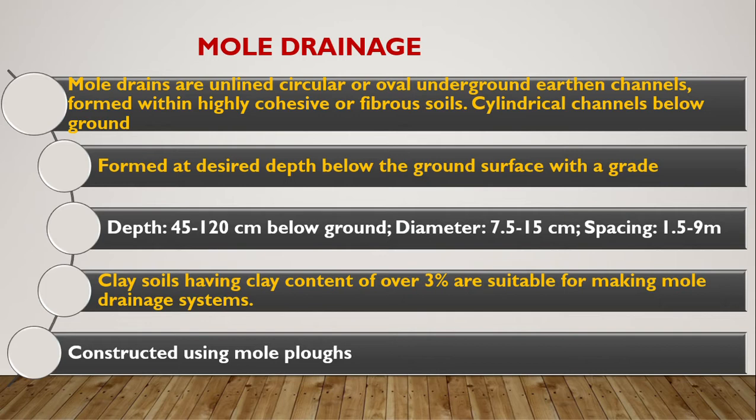Okay, and it is formed at desired depth below the ground surface. The depth of formation will be generally 45 to 120 centimeter below the ground because we have to collect the subsurface water. So we have to construct the channel below the ground in such a way that the excess water from the root zone of the crop will be collected in that channel. So it should be at a distance below the root zone of the crop. So it is placed at a distance of 45 to 120 centimeter below the ground surface, and the diameter of the channel is usually 7.5 to 15 centimeter. It depends on the property of the soil.